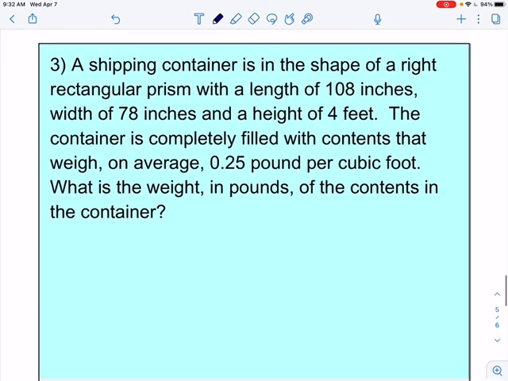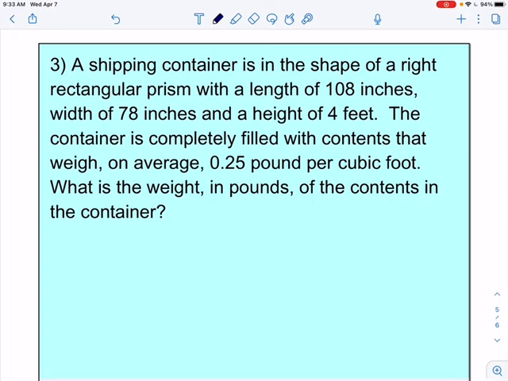So a shipping container is in the shape of a right rectangular prism with a length of 108 inches, a width of 78 inches, and a height of 4 feet. The container is completely filled with contents that weigh on average 0.25 pounds per cubic foot. What is the weight in pounds of the content in the container?